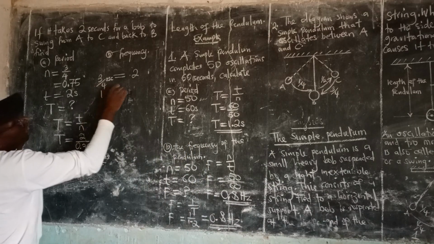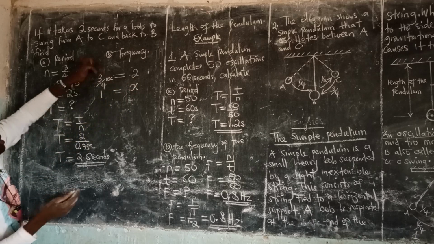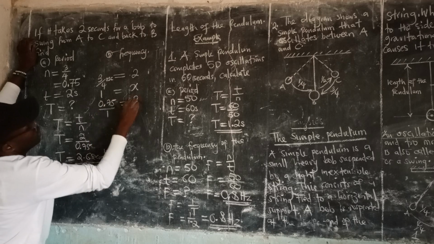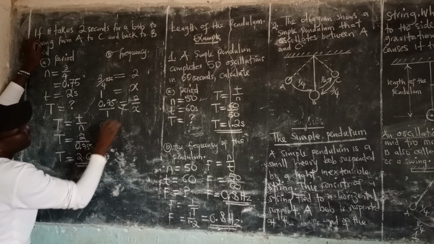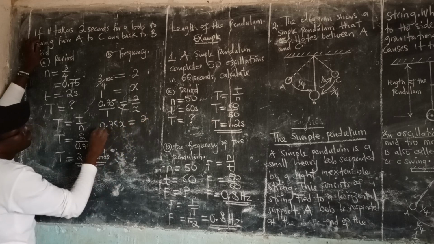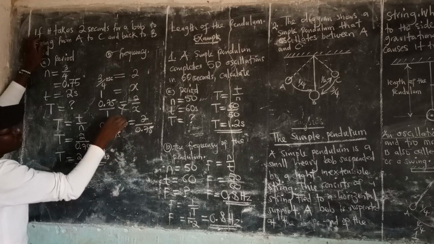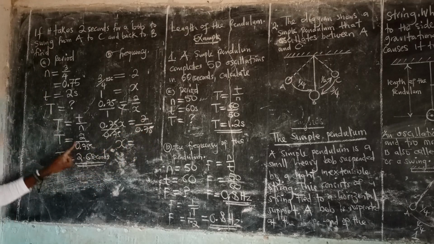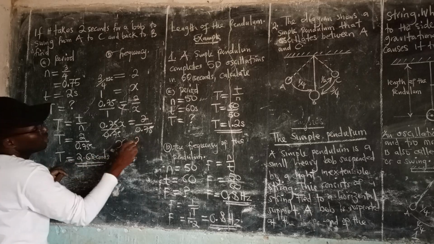So what about 1? Is equal to what? X. We don't know the time it will take for 1. So now what is this as a decimal? 0.75 over 1 is equal to what? 2 over X. Cross multiply, which is 0.75 times X is equal to 2. Divided by 0.75. X is equal to 2 over 0.75. So it means that the answer is what?